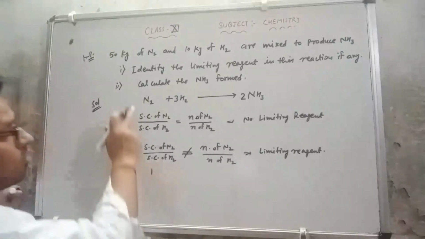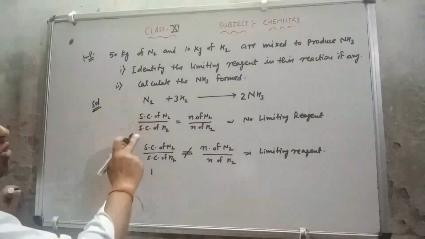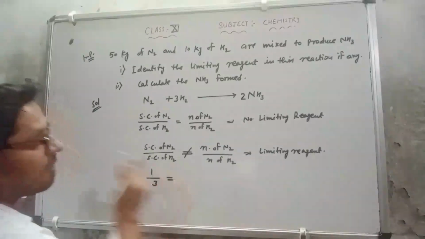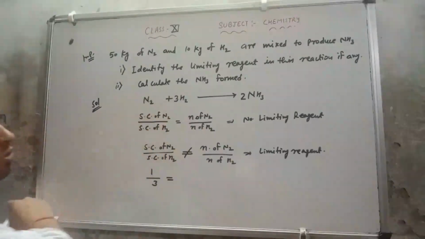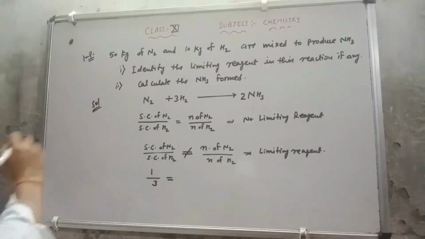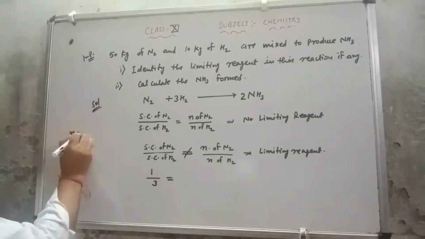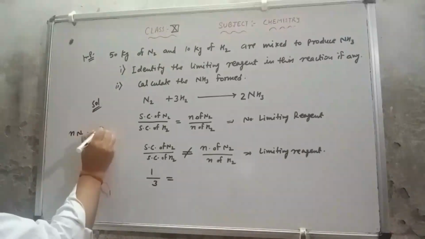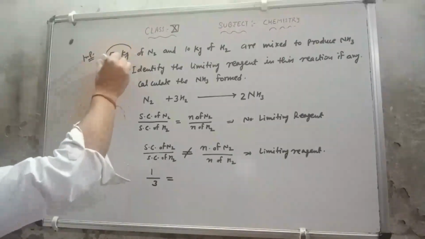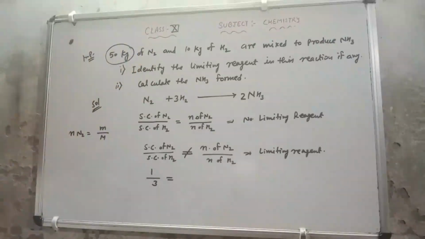Now you can check the stoichiometric coefficient of N2. This is 1, because only 1 is mentioned here. The stoichiometric coefficient of H2 is 3, so 1 upon 3. Now the number of moles of N2. How to find out the number of moles of N2? Number of moles equals mass upon molar mass. So what is the mass of N2 here? 50 kg. You convert it into grams.